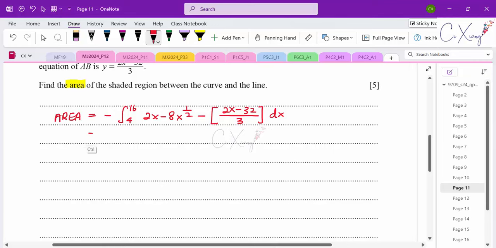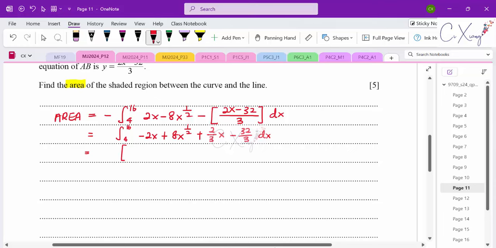Okay, so for me, if I don't want to do careless mistakes, what I am going to do now is I try to expand what I have first. Negative, maybe I directly multiply in, so I'm having negative 2x, then negative 8x, positive 8x power half, then positive 2 over 3x, okay, then minus 32 over 3. Okay, so after I make clear everything here, then I try to integrate them.